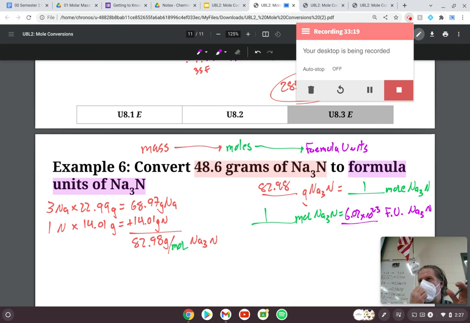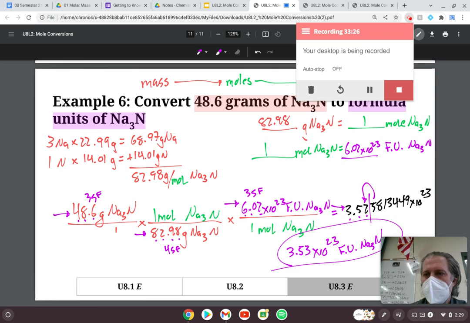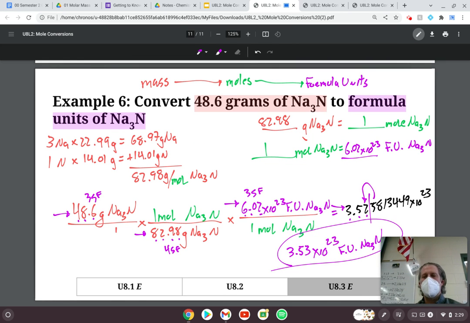So just a quick check depending on where you're at. I went and calculated the molar mass, so go ahead and check that real quick. Hopefully you fell somewhere close to 3.53 times 10 to the 23rd formula units of Na3N. Questions?